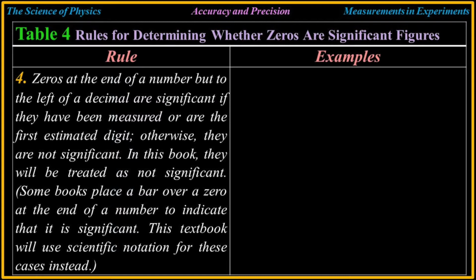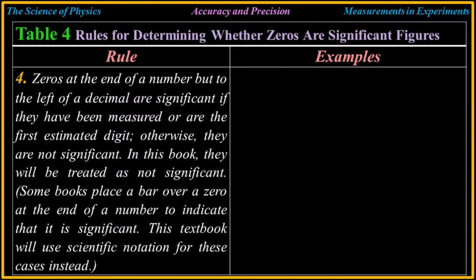Zeros at the end of a number, but to the left of the decimal, are significant if they have been measured or are the first estimated digit. Otherwise, they are not significant. In this book, they will be treated as not significant. Some books place a bar over a 0 at the end of a number to indicate that it is significant. This textbook will use scientific notation for these cases instead.